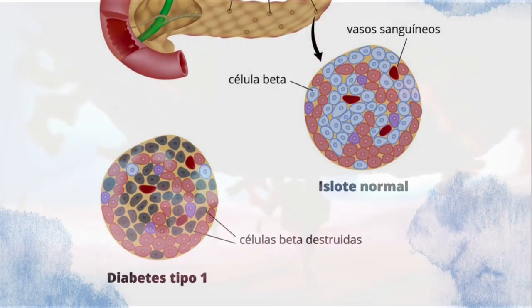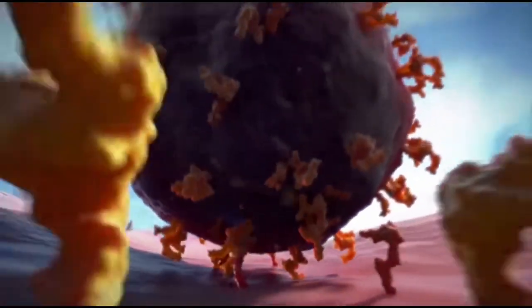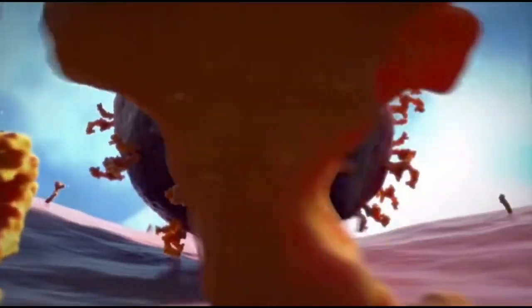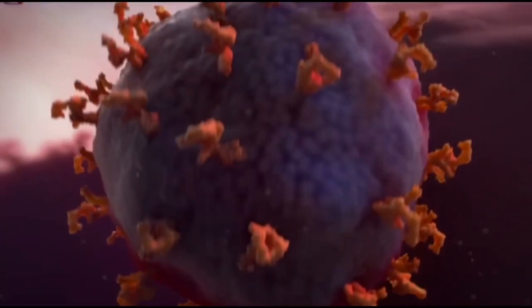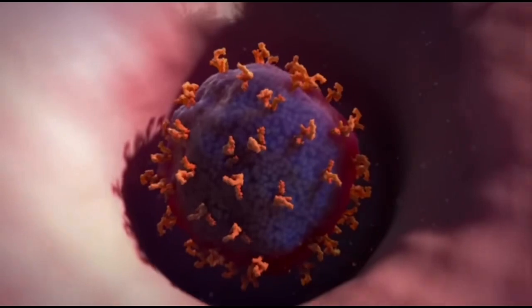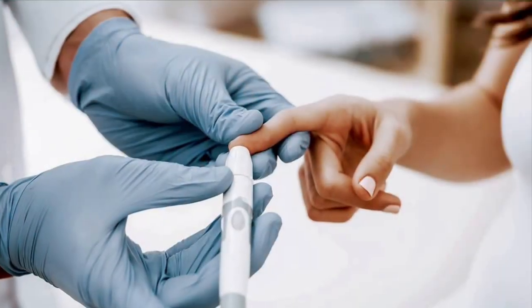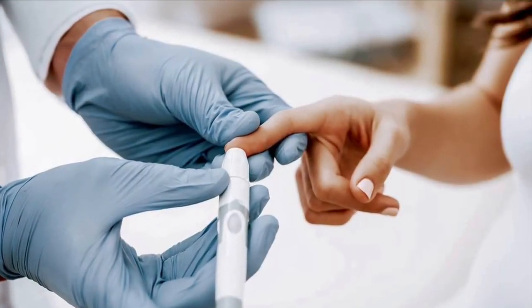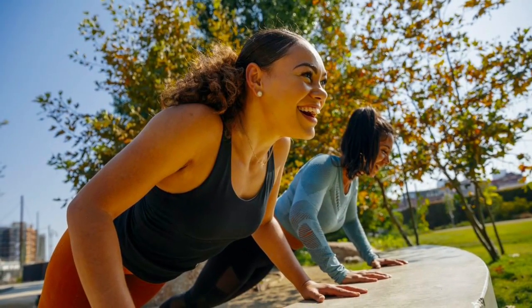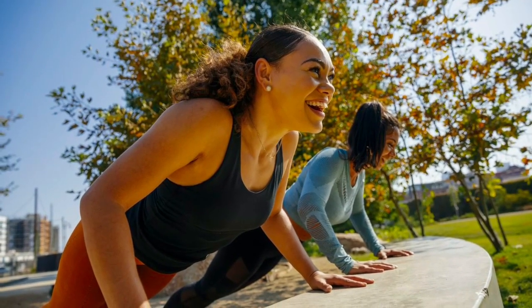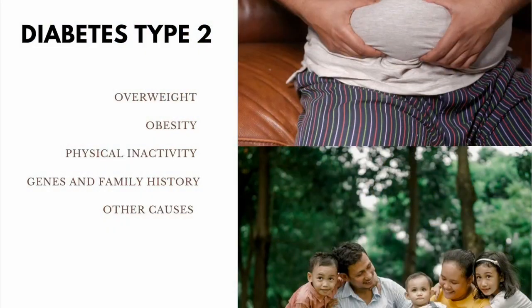cells of the pancreas. Also, scientists think type 1 diabetes is caused by genes and environmental factors, such as viruses that might trigger the disease. On the other hand, type 2 diabetes, the most common form of diabetes, is caused by several factors, including lifestyle factors and genes. Among the causes are overweight, obesity, and physical inactivity.